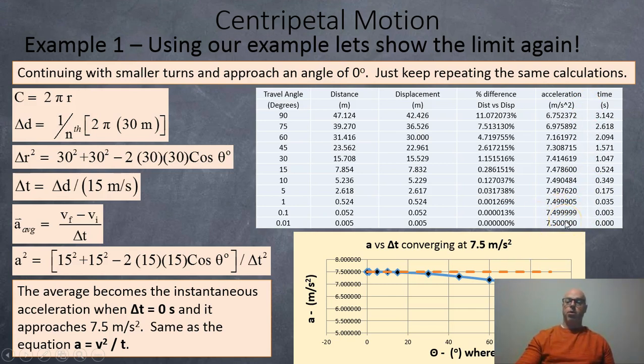Just to show you the limit really works. And then here you can see the graph of it. As we get closer and closer to 0 degrees or 0 time, we get a nice curve approaching our asymptote, our 7.5 meters per second squared. So it just goes to show you that it works this way too.